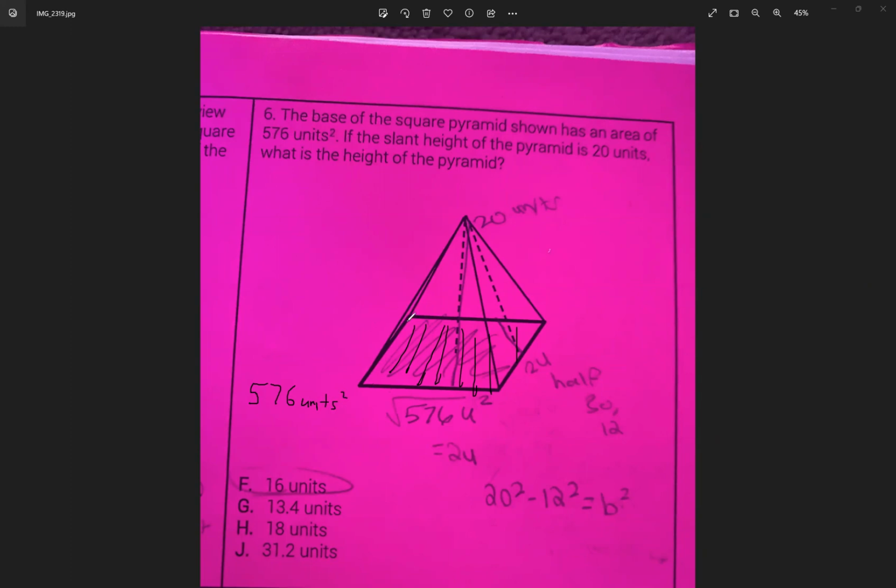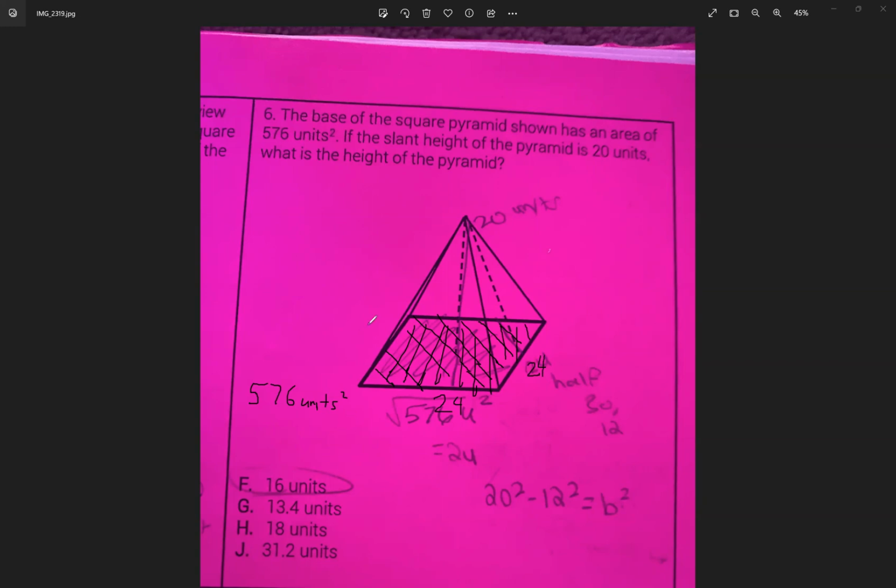If the base is 576 squared, what's the length and width? It's a square, right? So the area is 576. What's the root of 576? 24. 24 times 24 is 576. So this length is 24 and this length is 24.